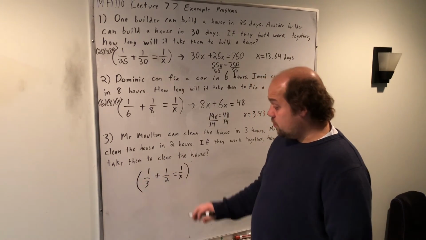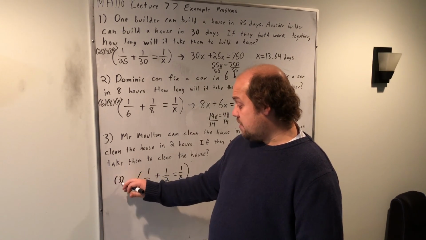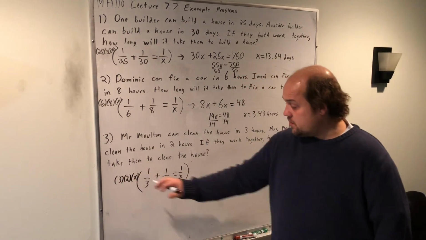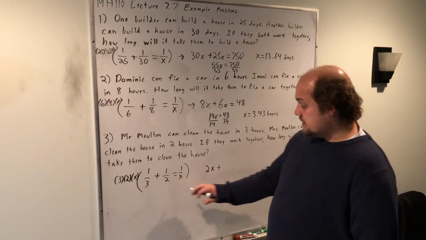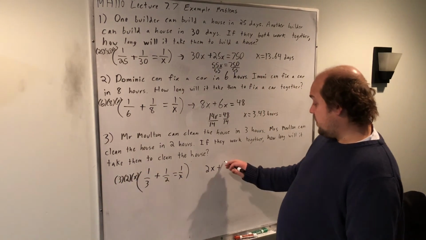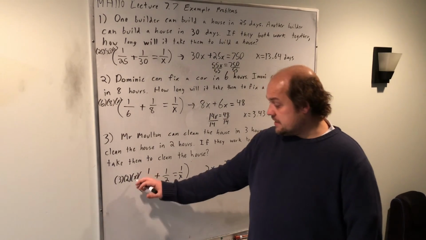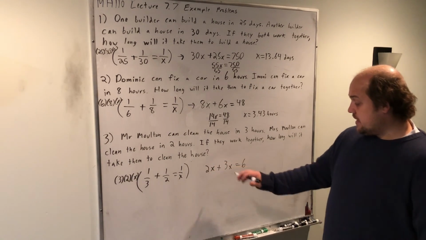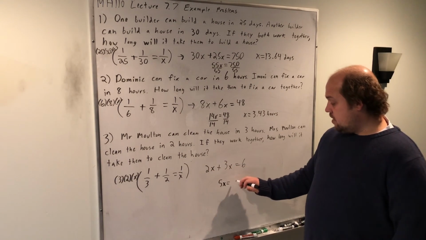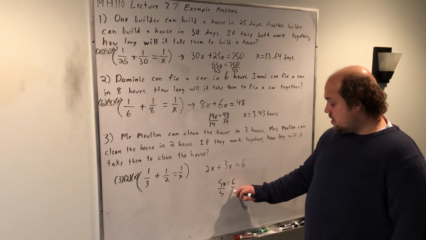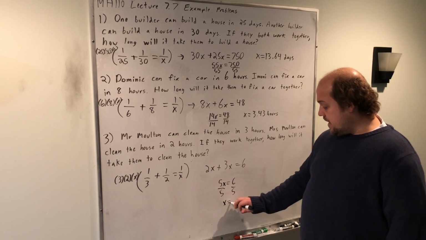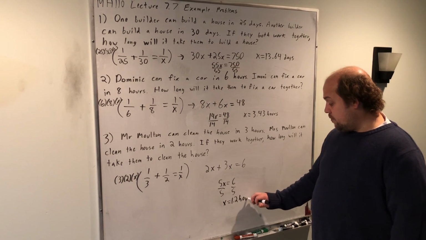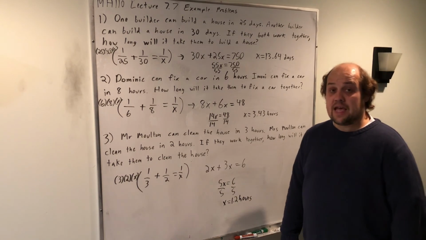If we do what we've been doing, which is multiply the whole equation by each denominator, 3 times 2 times x. First time the 3s will cancel, I'll be left with 2 times x. Second time the 2s will be canceling, and I'm left with 3 times x. And on the right-hand side, the x's cancel, and I'm left with 3 times 2, which equals 6. When I combine 2x and 3x, I get 5x, which is still equal to 6. I can then divide by 5, which will give me x equals 1.2. Or in other words, it would take 1.2 hours for Mr. and Mrs. Moulton to clean the house working together.